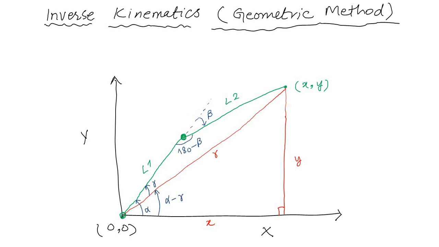So once the value of R is known, the second thing we can do is look at our second triangle, which is this one here, from this point to this point, and then to your end effector, and then back here. Because this is not a right angle triangle, we can use the cosine law to have a relation between the sides of the triangle and the angles of the triangle.